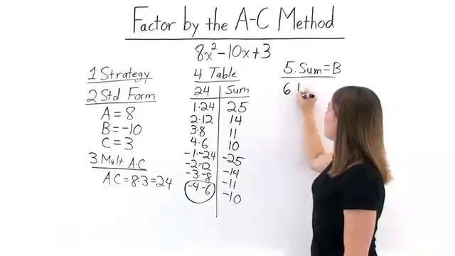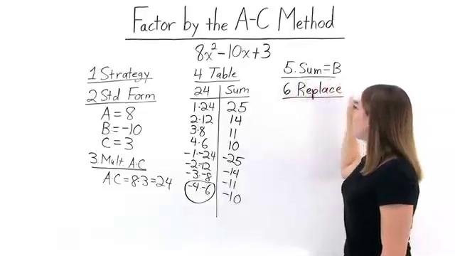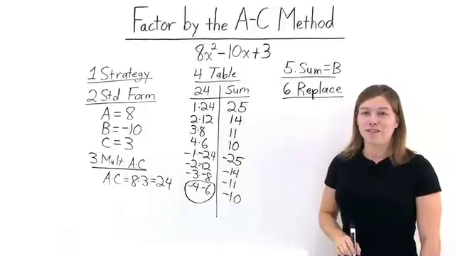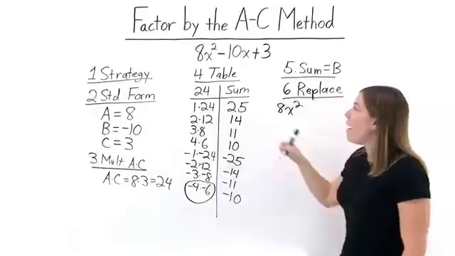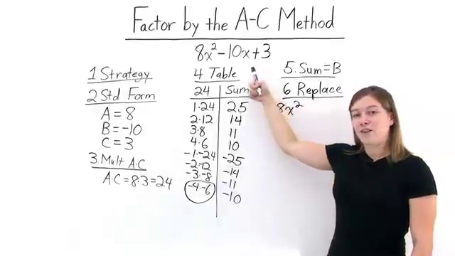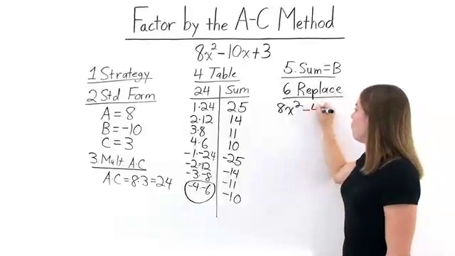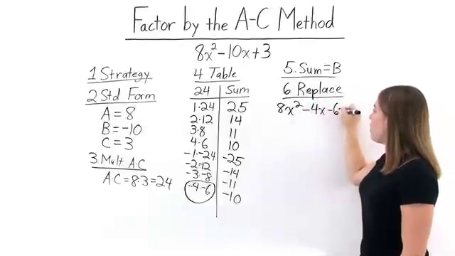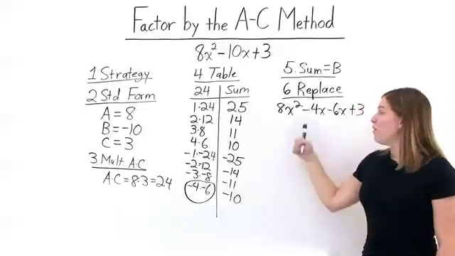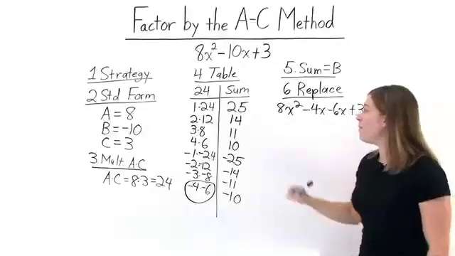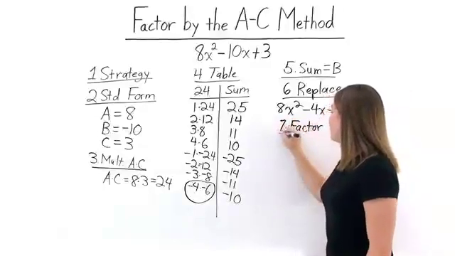So in step number 6, we want to take these two factors and replace them as the second term in our trinomial. So let's rewrite our trinomial. We have 8x squared, and then instead of writing minus 10x, we're going to replace that with minus 4 and minus 6. So we have a minus 4x, minus 6x, then plus 3. Now look, we have 4 terms in this polynomial. To factor it, we can factor by grouping. So let's do that.